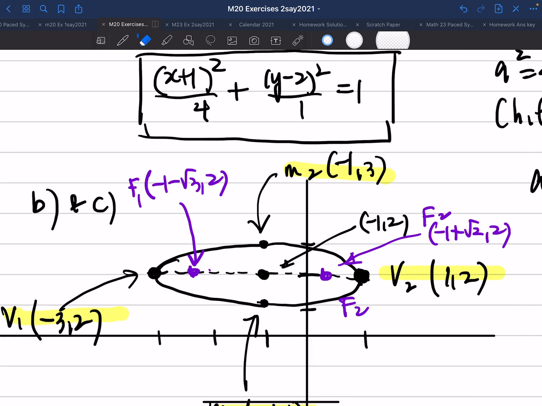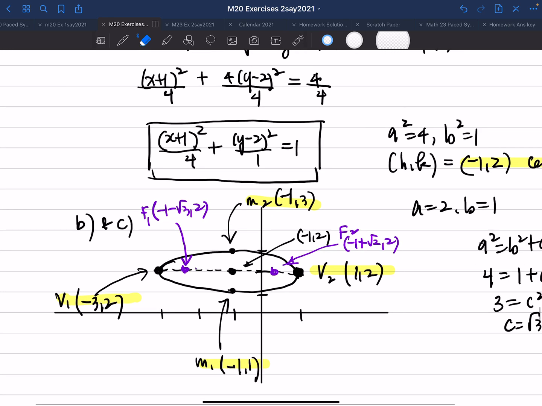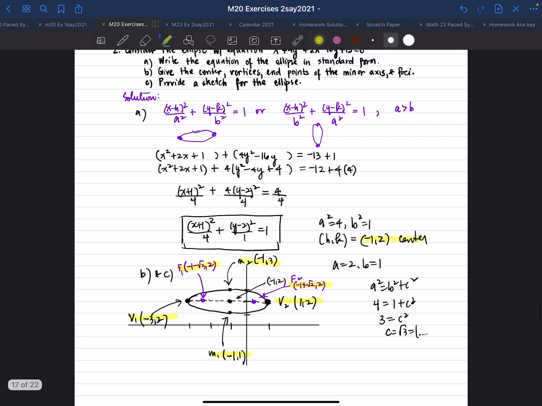At meron na rin tayong graph. So this highlighted in yellow are the answers for B.